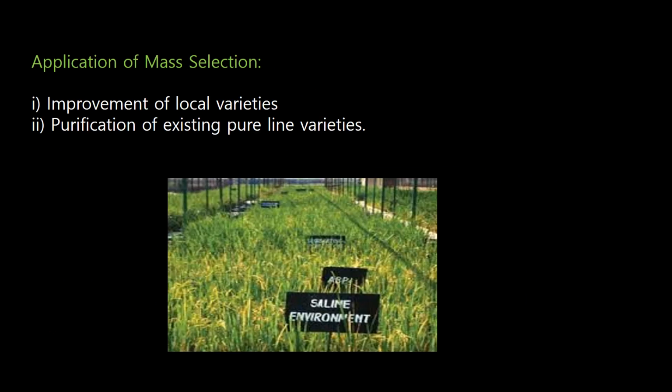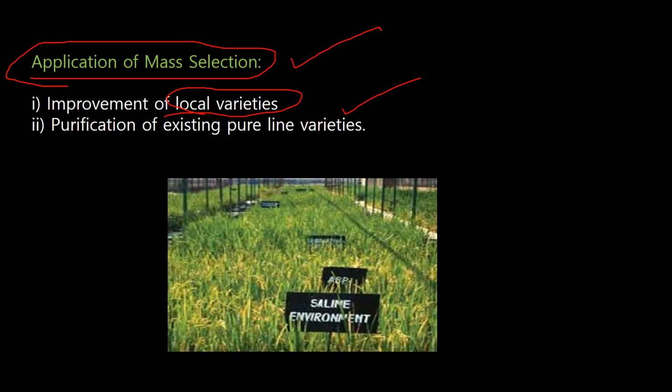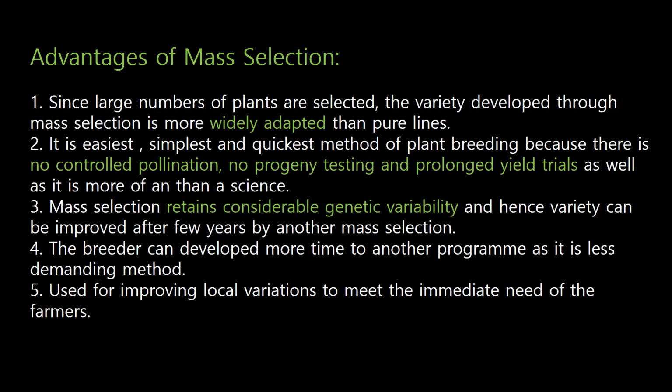Having seen the methods, we need to know the applications of mass selection, why it is used. Mass selection is done for the improvement of local varieties. The next application is the purification of any existing pure line varieties. So these are the two applications of mass selection.